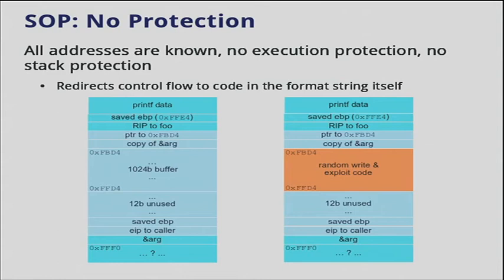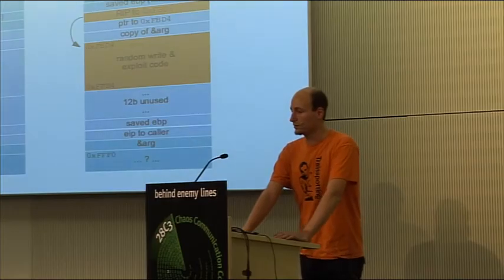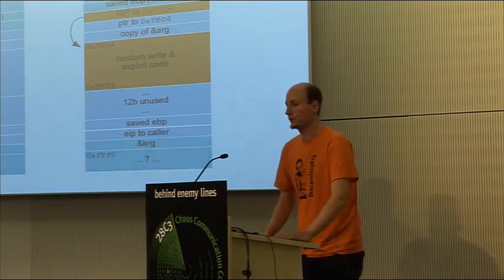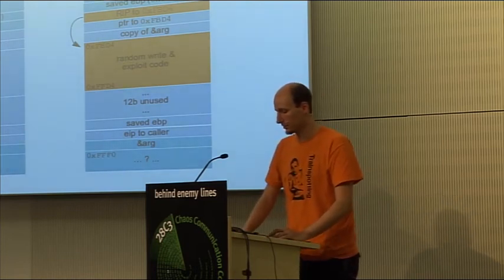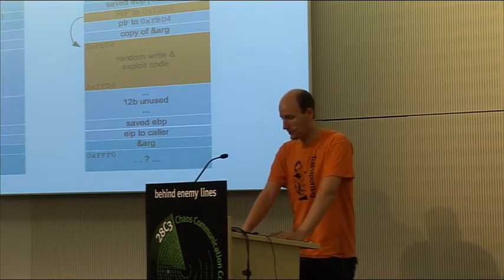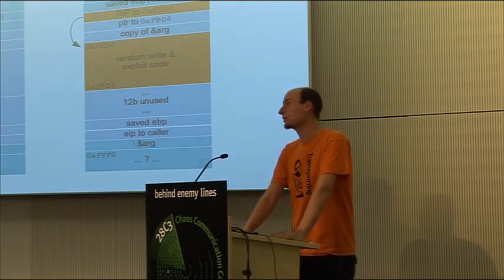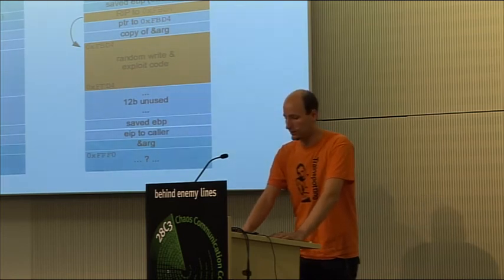So what we do is we just inject a string with a random write and some exploit code, because we have no execution prevention, so we can execute the data as code on the stack. The random write at the beginning of the format string will overwrite the saved EIP in the end in the printf data to redirect it to the format string, and it will then execute our nice exploit in the buffer that we placed. But unfortunately, things are not that easy, so we add data execution prevention.